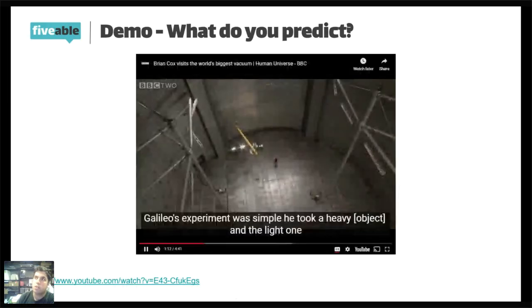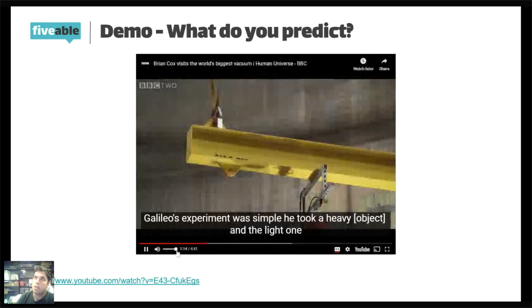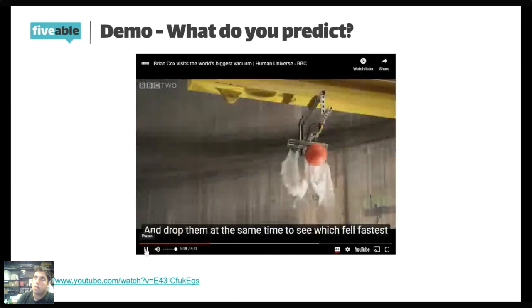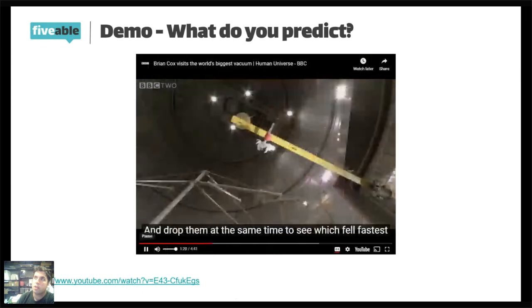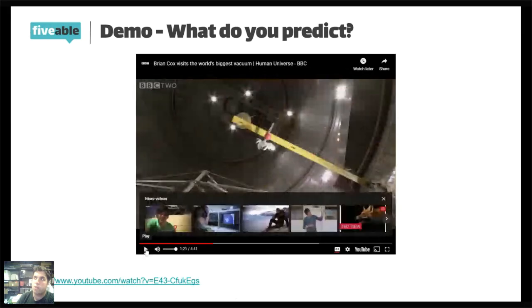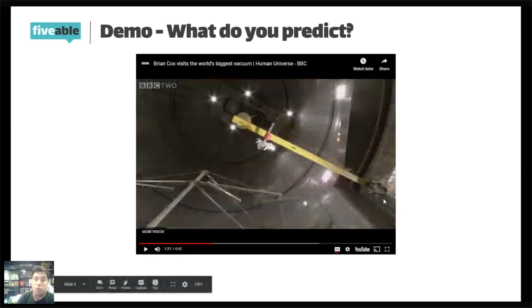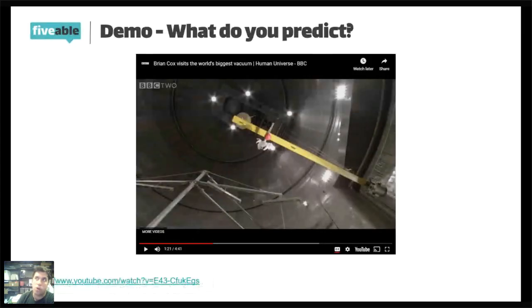All right, so here's our experiment. It was simple. He took a heavy object and a light one and dropped them at the same time to see which fell fastest. All right, so first prediction, which one's going to fall fastest? So this is no tricks. It's pure air in there. There's nothing going on fun. Which one do you think is going to fall faster?